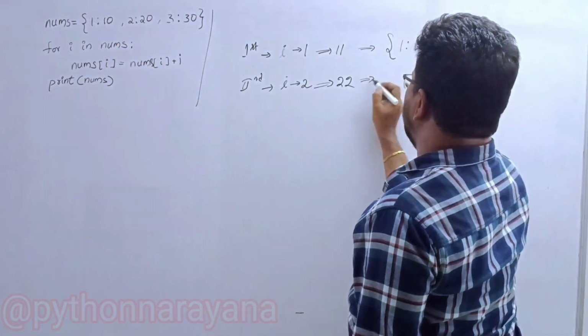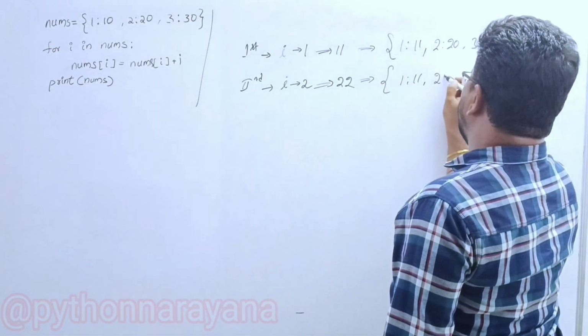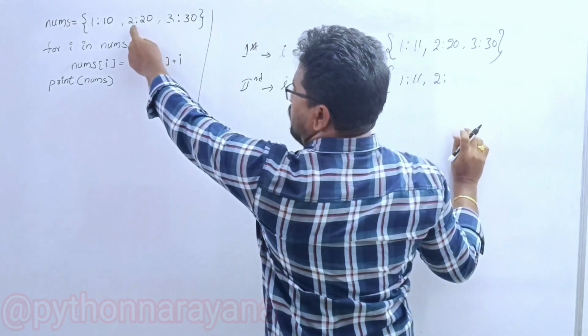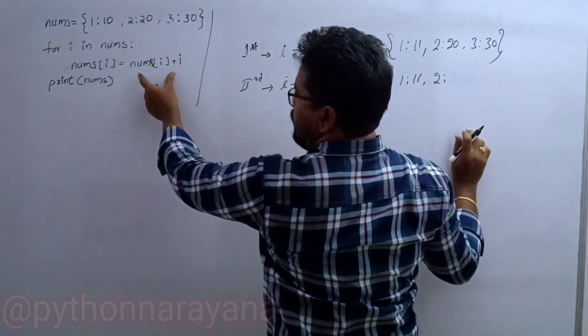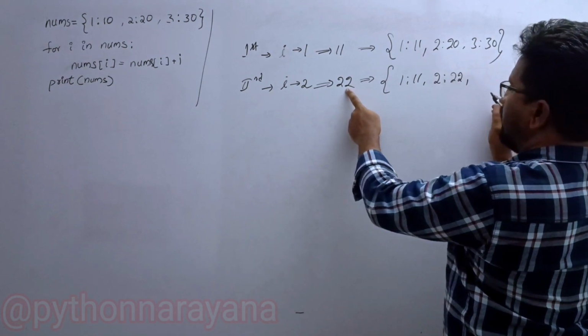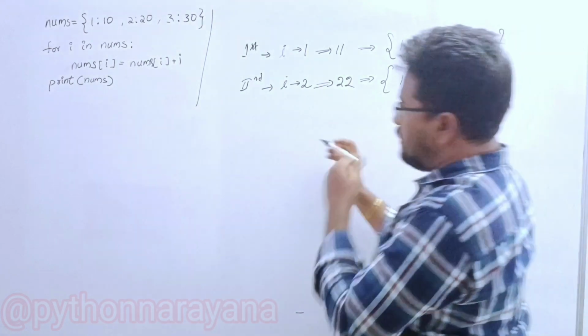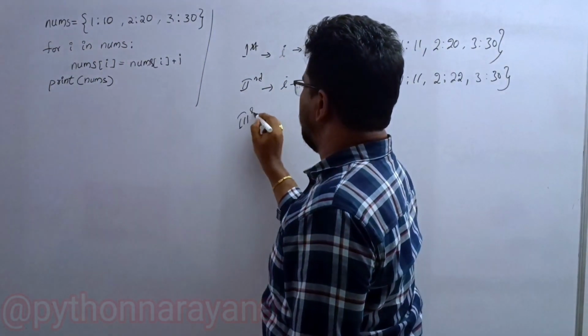So then the result dict is the same. Already 1:11 is there. Now 2, the 2 value 20 is there. The 20 is updated by which one? New value. What is the new value? 22. 22 and the remaining same, 3:30 like this. Next one. Let's take the third iteration now.